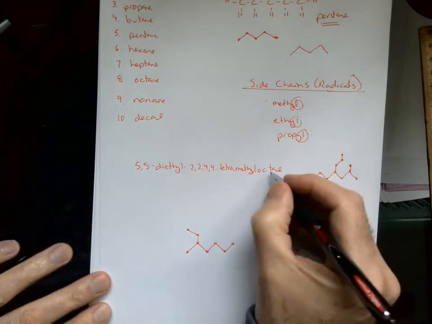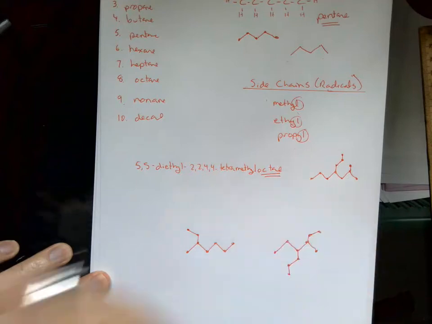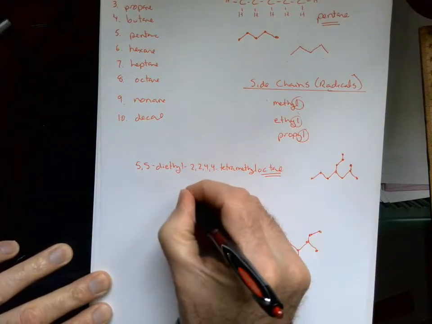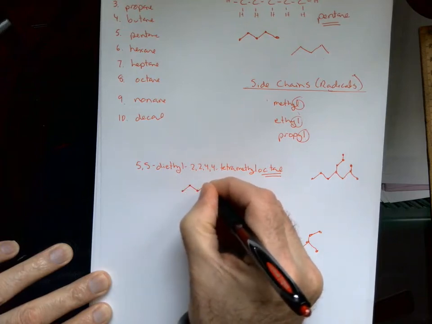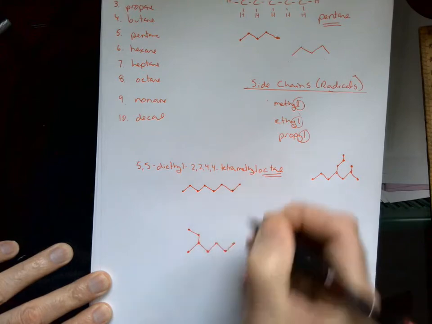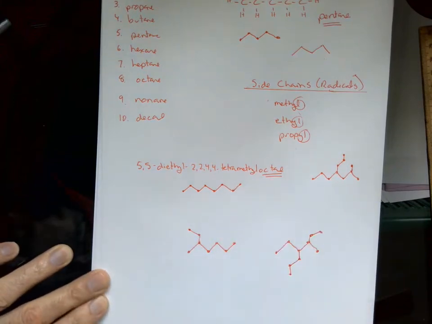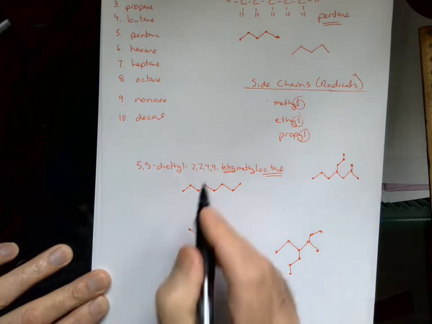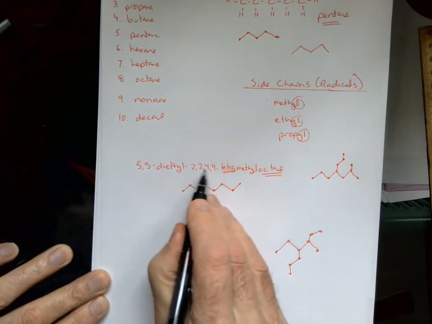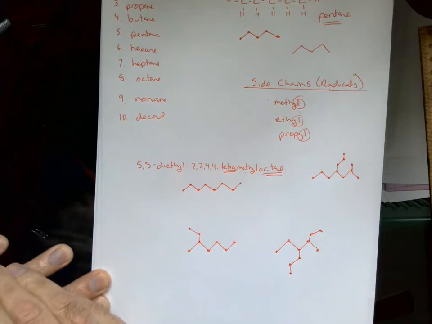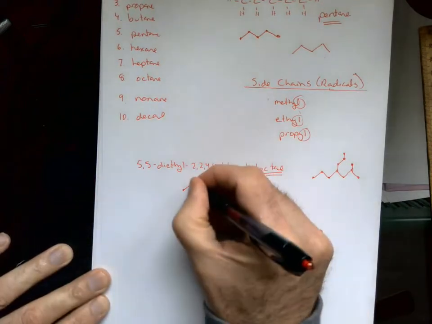First thing is, if you're going to draw, always start at the back of the chain. So go to the right hand side. 1, 2, 3, 4, 5, 6, 7, 8. And then start filling in with the side chains. So tetra means 4. We have tetramethyl. The numbers are locations. So the 2, 2, 4, 4 means on the second carbon, the second carbon, the fourth carbon, the fourth carbon.